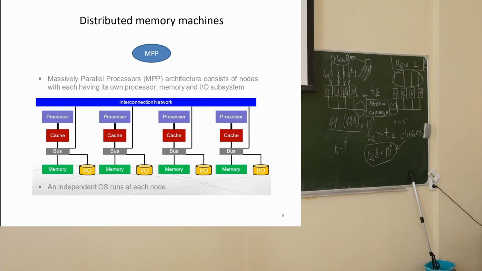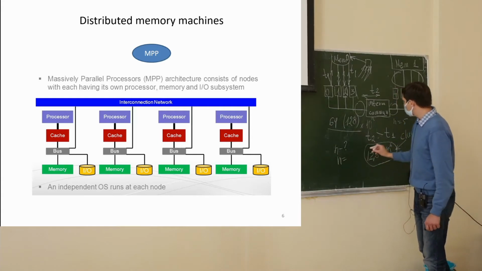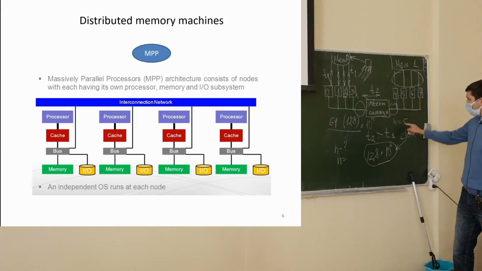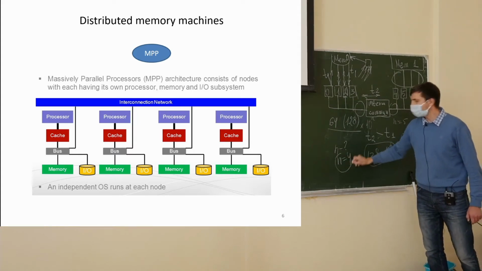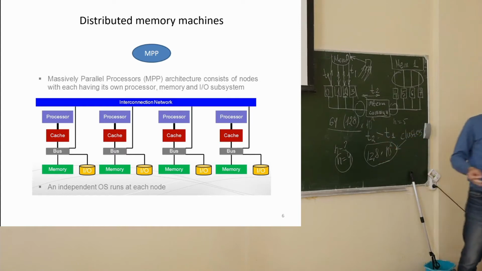Is this the correct answer? Almost correct. This value is a little bit more than in reality, but approximately yes. The main thing is that this n, you said 5, okay, let it be 4, is much greater. The number of processors in a cluster is much more than in a shared memory machine.